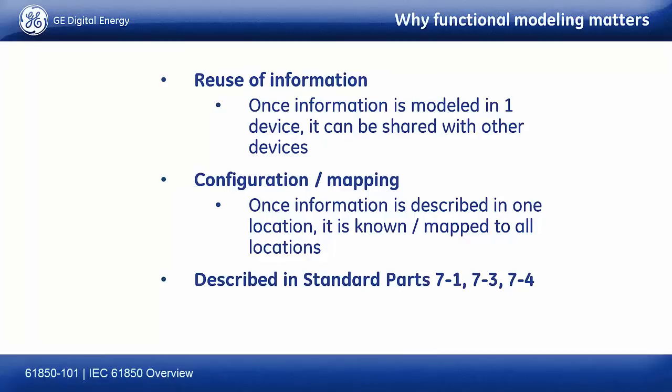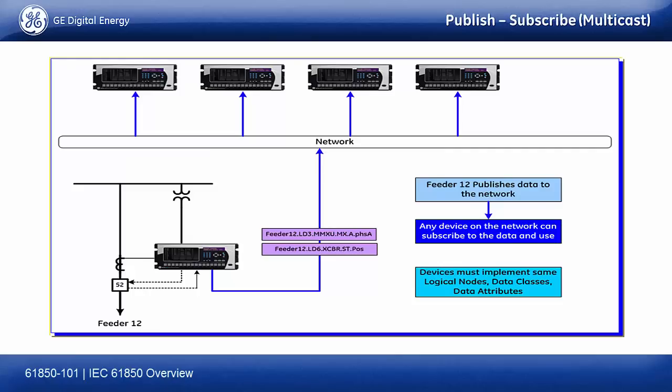And these functional models are all defined in standards parts 7-3 and 7-4, describing the common data classes, the attributes, and the individual logical nodes. As I mentioned at the start, 61850 is not a protocol, it uses protocols to do its work. One of the protocols it uses is basic raw Ethernet to transmit data. It uses raw Ethernet and the publish subscribe model for two basic important things. Publish subscribe is a multicast way of sending data. It's very simple and very fast, and very good for sending real-time data.